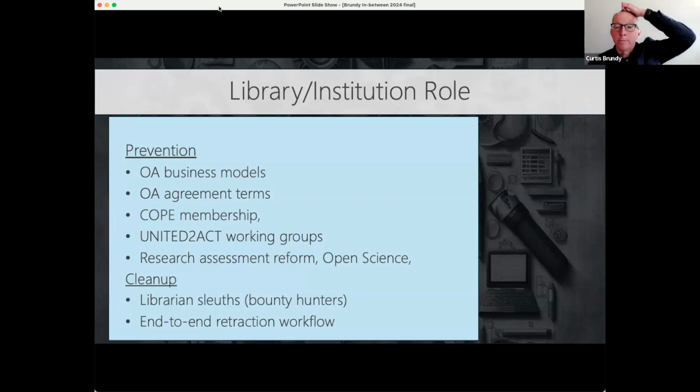So now moving on to the last part of my talk. Thinking through the library and the institution role here.